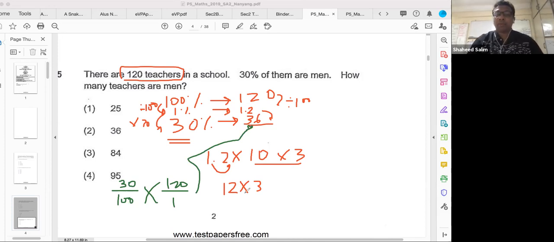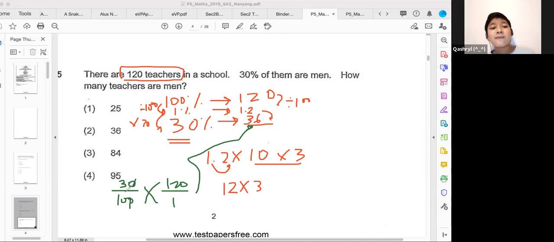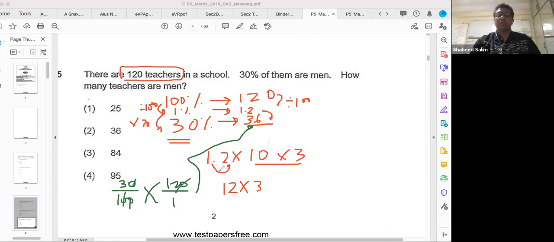So the answer is 36 for this one. Your shortcut method, which method? Is it one of these or another method? Same method, right? The green color, yes. You divide, then 3 times 12, 36. Well done. Okay, so we move on.